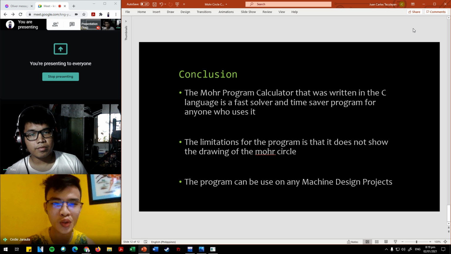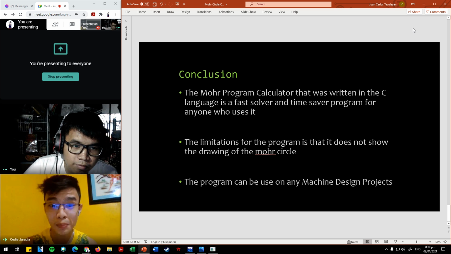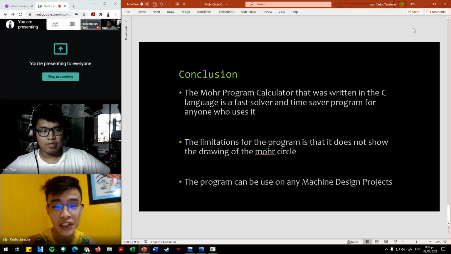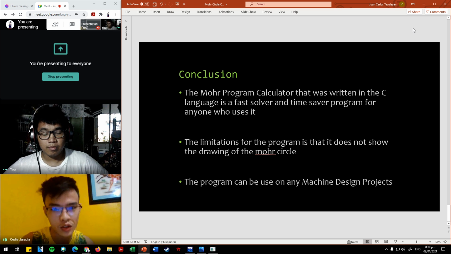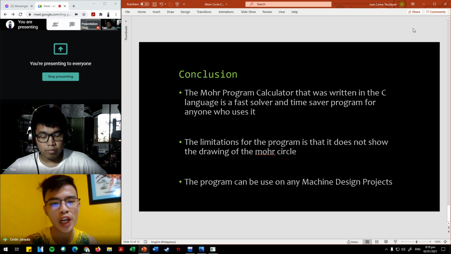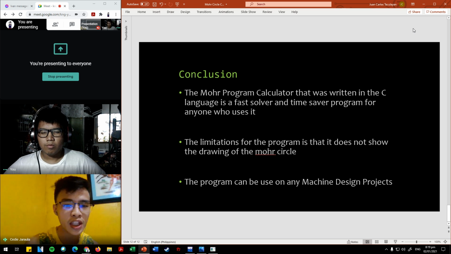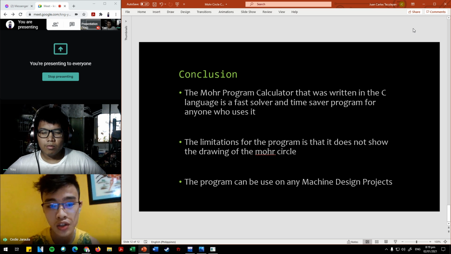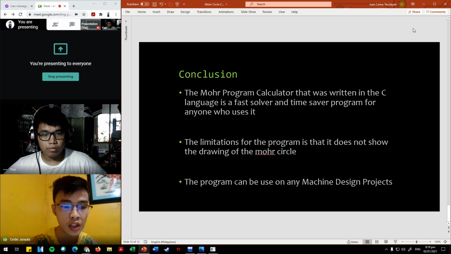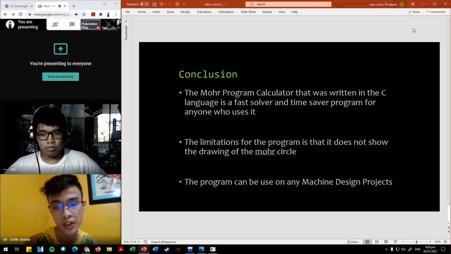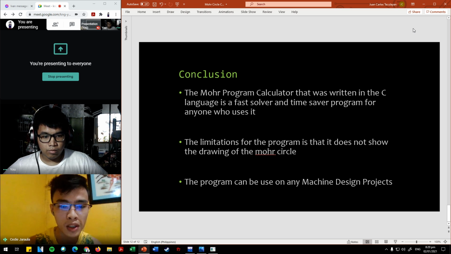To conclude everything, the Mohr circle calculator program written in the C language is a fast solver and time saver program for anyone who uses it. The limitation of the program is that it does not show the drawing of the Mohr circle, so it purely gives all the values needed to plot the Mohr circle. Next, the program can be used on any machine design project.